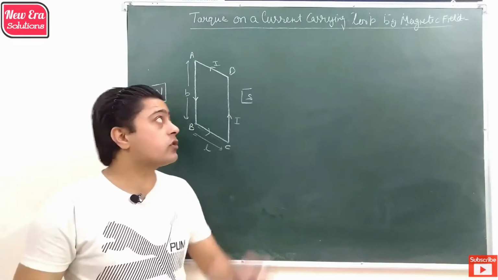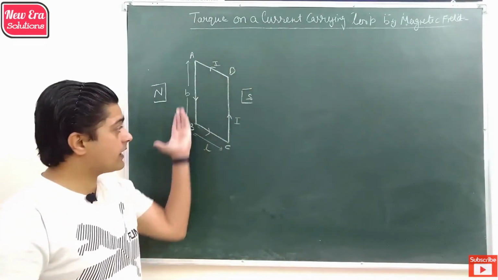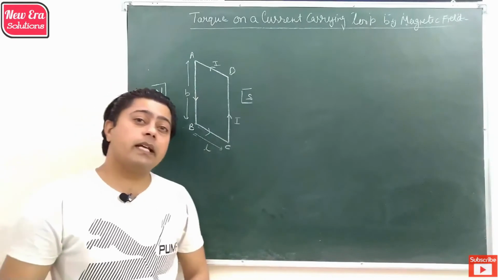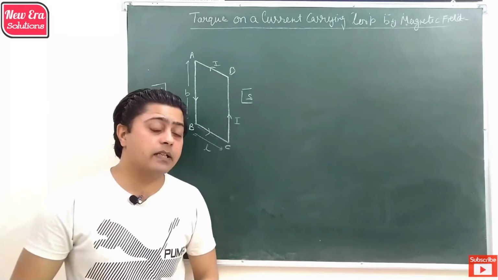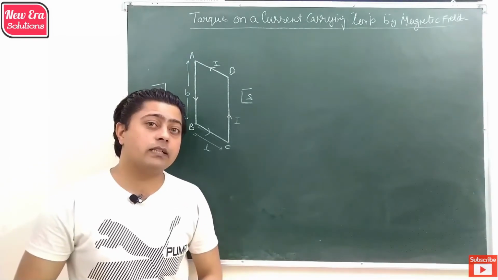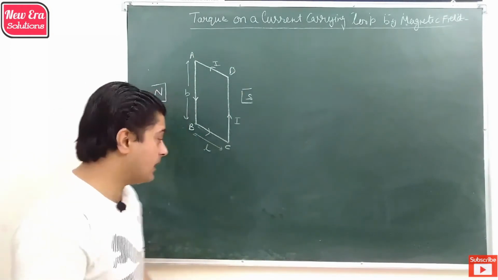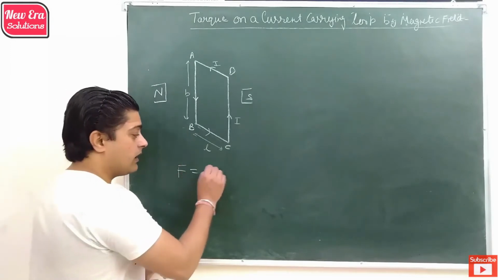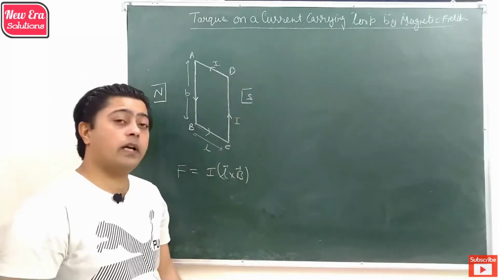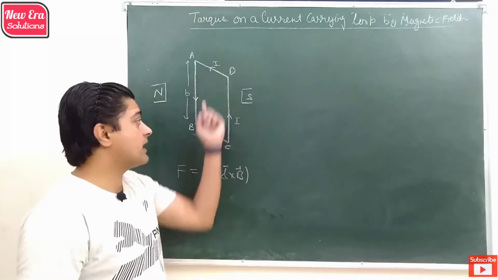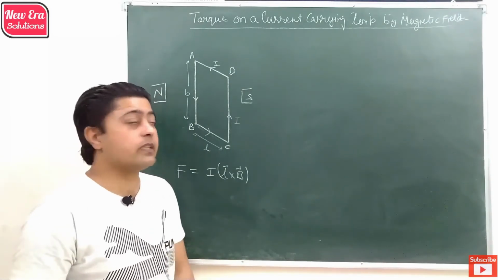Now let's find the torque on a current carrying loop by a magnetic field, for which we have a rectangular loop ABCD placed between the poles of a magnet, north and south, such that it will experience a magnetic field perpendicular to its length. Now each segment of the loop experiences a force by the magnetic field according to the formula IL cross B. The given rectangular loop has 4 segments, in which the opposite segments have equal length and experience equal force. Now let's find the direction of these forces.